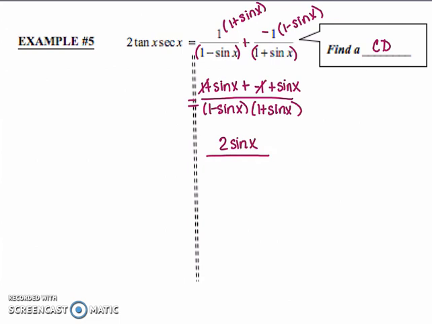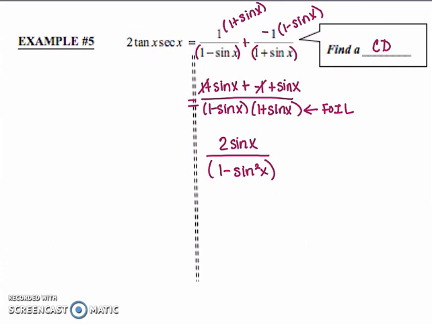And then in my denominator, if I FOIL that out, that's a sum and difference pattern. And when you FOIL a sum and difference pattern, it always makes a difference of squares. So my denominator, after FOILing, is going to become 1 minus sine squared x.